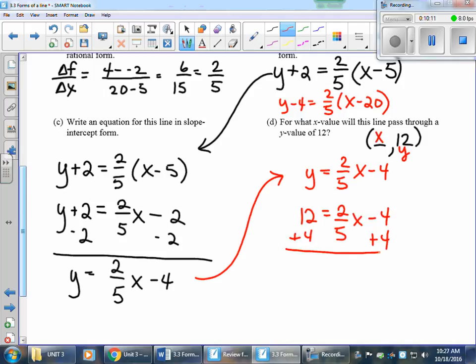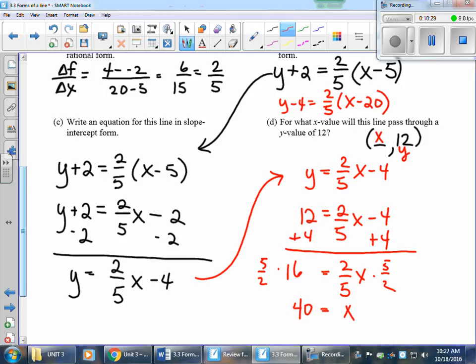Adding 4 to both sides. So 2 over 5x is equal to 16. And then we multiply both sides by 5 over 2. Multiply by the multiplicative inverse. And x turns out to be, drum roll please, 40.